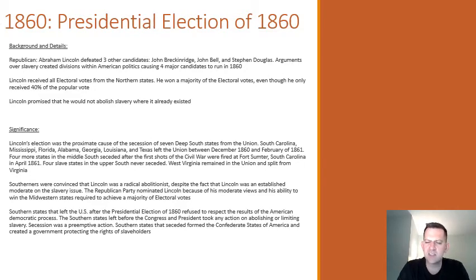So in 1860, the first thing that should catch your eye is there were 4 men running for president. You had a Republican, Abraham Lincoln. You had a Southern Democrat by the name of John Breckinridge. You had a Northern Democrat by the name of Stephen Douglas. And you had a guy running, I think the party, they called themselves the Constitutional Union Party, ran a guy named John Bell. So a few things about this.